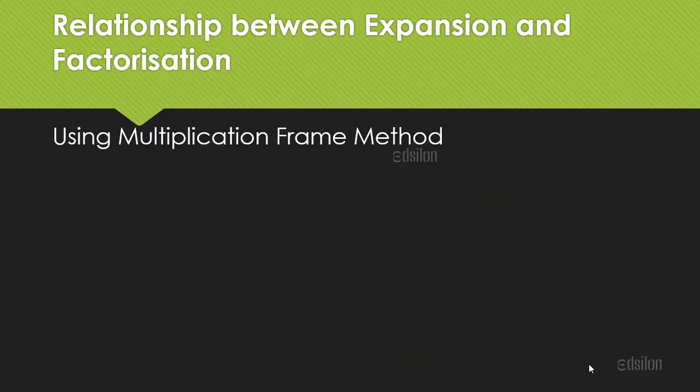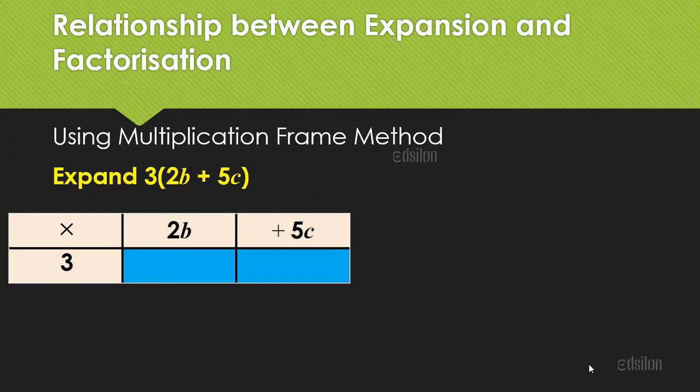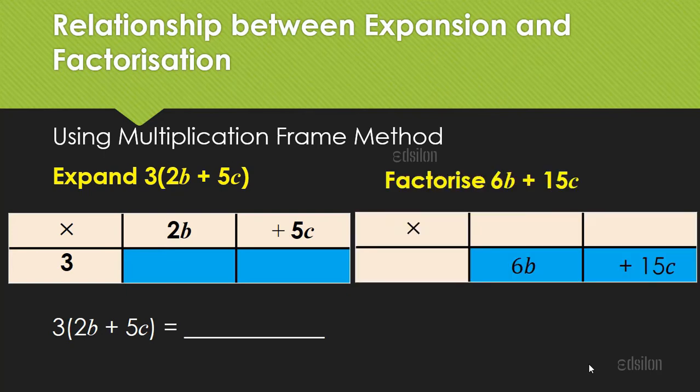Let us examine the relationship between expansion and factorization further. Let me use the multiplication frame method. In expansion, we fill in the terms in the white boxes. Then we find the terms in the blue boxes, and the answer will come from the terms in the blue boxes. Whereas in the case of factorization, we fill in the blue boxes with terms. Then find the terms in the white boxes, and the answer will come from the terms in the white boxes. Let us now look at one example to see how to do factorization.